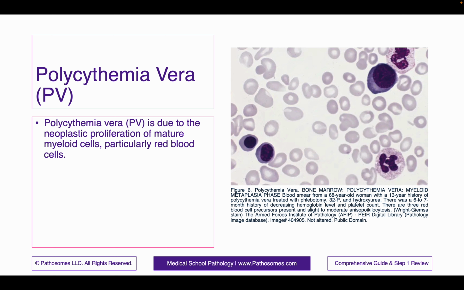Polycythemia Vera, also known as PV, is due to the neoplastic proliferation of mature myeloid cells, particularly red blood cells. Too many erythroids being produced by the bone marrow. And you can see actually on this peripheral smear, erythroid precursors, those circular cells with the dark nuclei. We shouldn't have erythroid precursors out in the peripheral blood, but in this case we do.